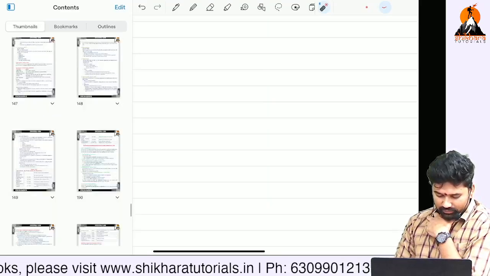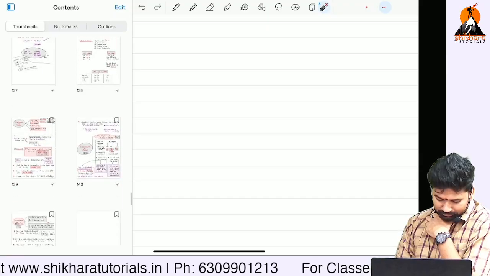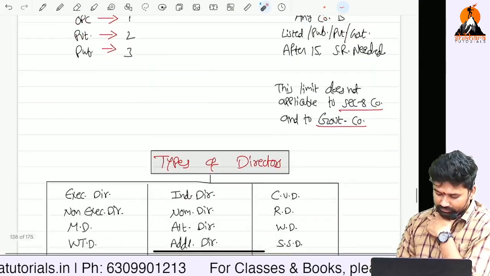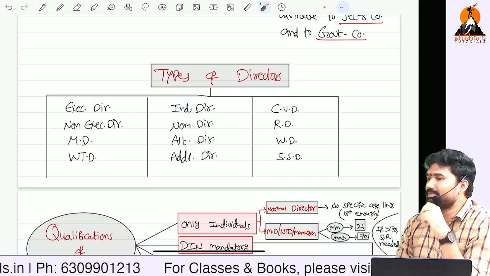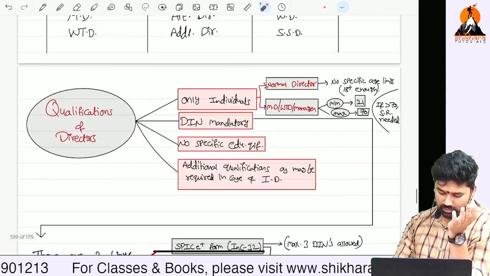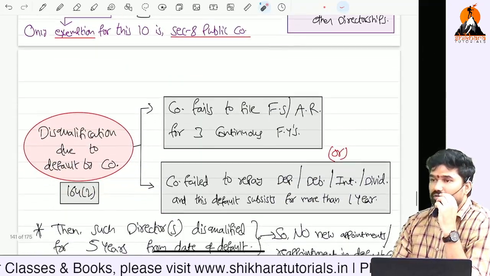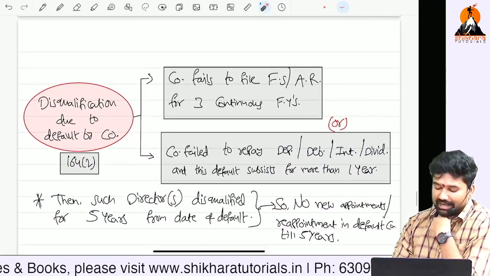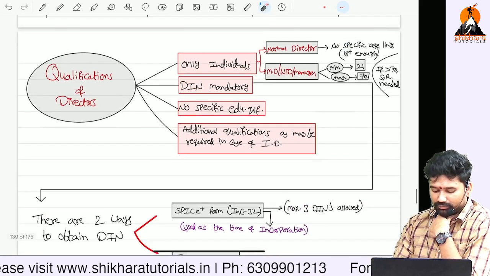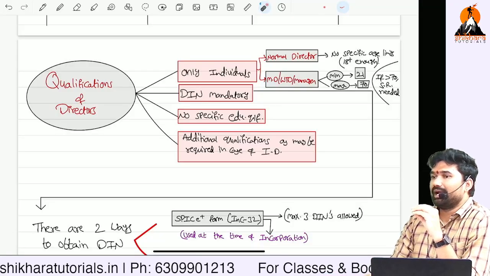Types of... I think we completed the discussion regarding the types of directors, right? Types of directors discussion has been successfully completed. So, next, qualifications and disqualifications. It is a quite easy concept. At the same point of time, it has much more weightage from examination point of view. Let's discuss these qualifications and disqualifications and end the session.